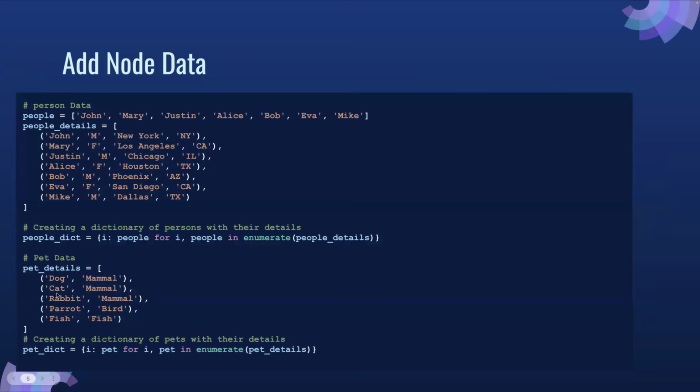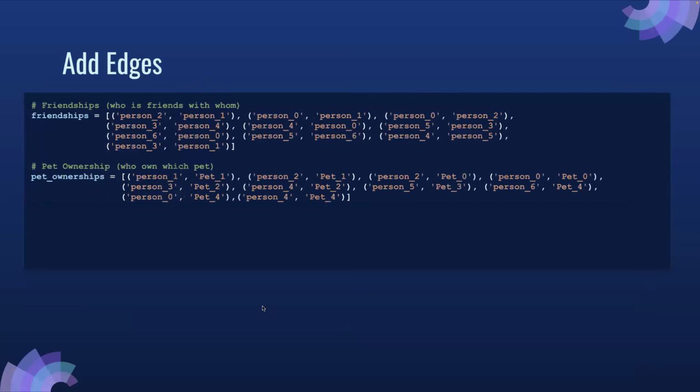Next, I'm going to add my pet details. So I have the types of pets and then the animal family that they fall into. So this is my node, my data for my nodes. Next, I'm going to add my data for my edges. So edges are our relationships. So some edges are our friendships. So this is kind of connecting different people in our network who are friends with each other. And this is a directed graph. So person two is friends with person one, person zero is friends with person one, and so on and so forth.